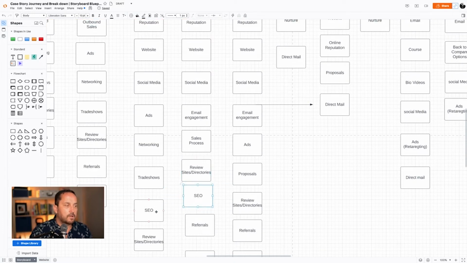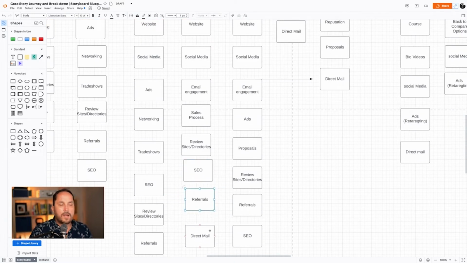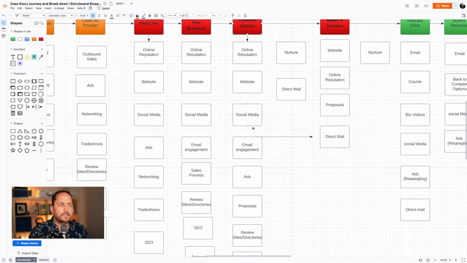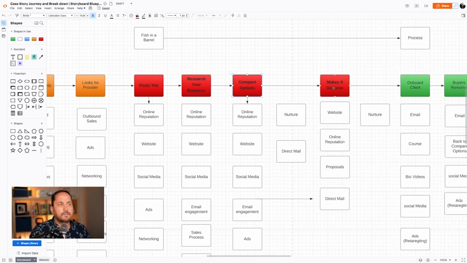Websites, directory, SEO, referrals, direct mail, right? Direct mail, while they're researching your business, sending them direct mail to explain your business. Things like shock and awe packages. Things like sending a box with your book or a box with amazing information that they can then see the case stories. All these are opportunities for you to stay in front of a person and sell yourself, build the value, and then compare options. They're comparing you, right? And they're going to comparison websites. And then they're making a decision.